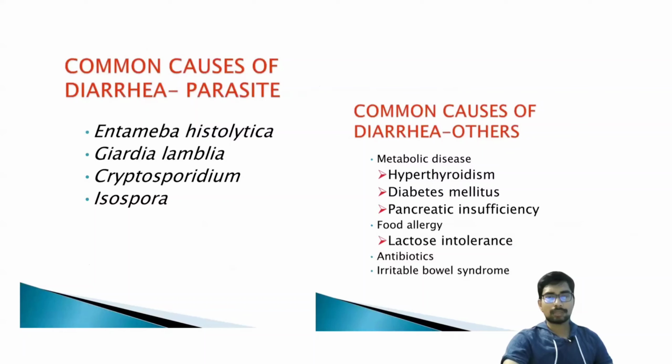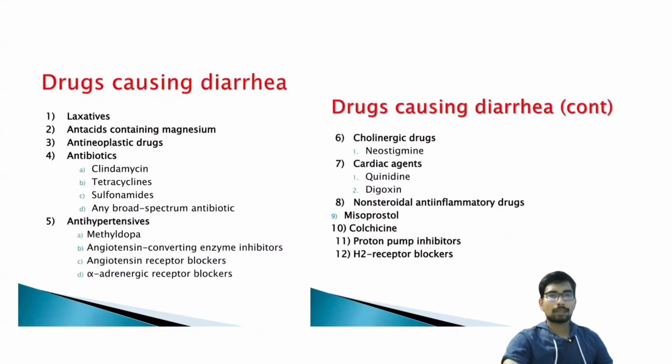Other common causes of diarrhea include metabolic causes like hyperthyroidism, diabetes, pancreatic insufficiency, lactose intolerance, and antibiotics like amoxicillin, and magnesium supplements or antacids containing magnesium. Parasitic causes include Entamoeba histolytica, Giardia, Cryptosporidium and Isospora. Drugs causing diarrhea, these are all the drugs.